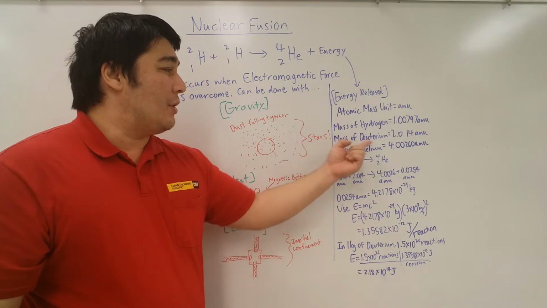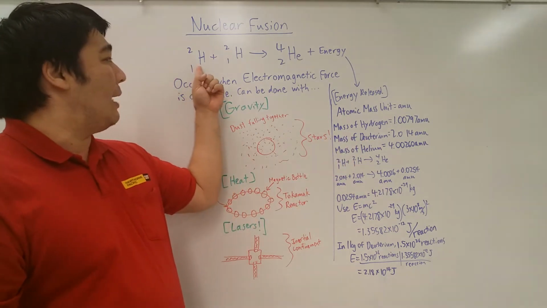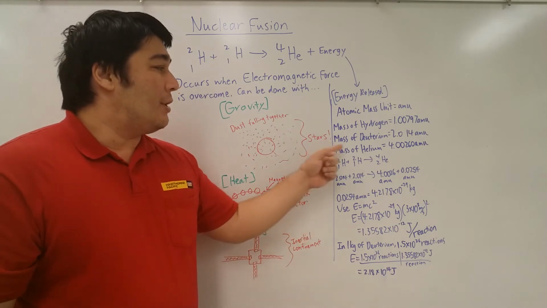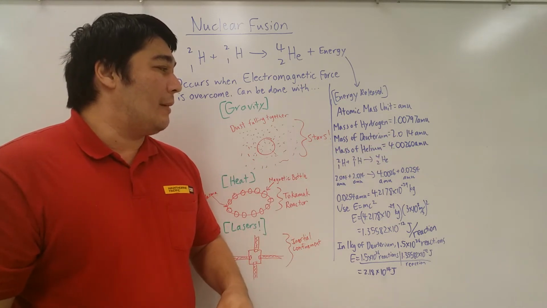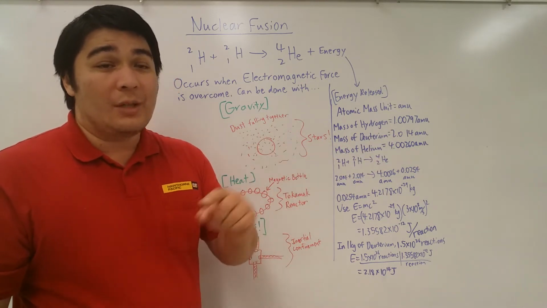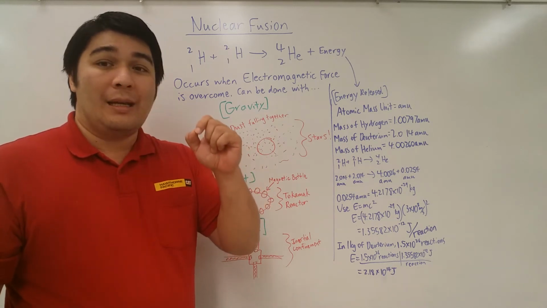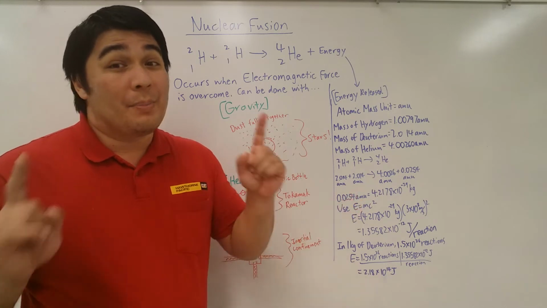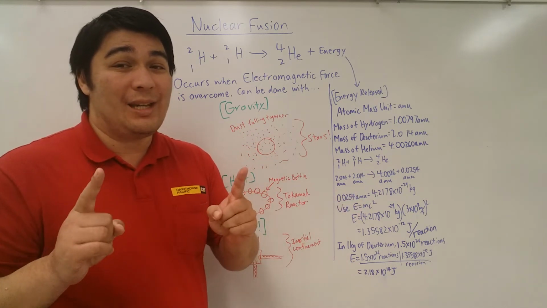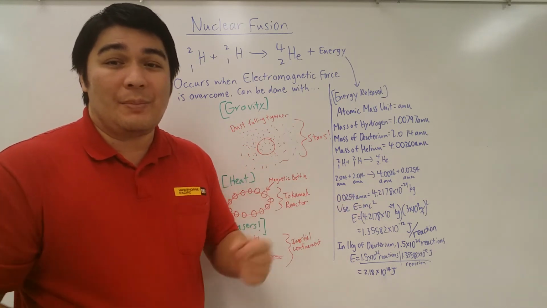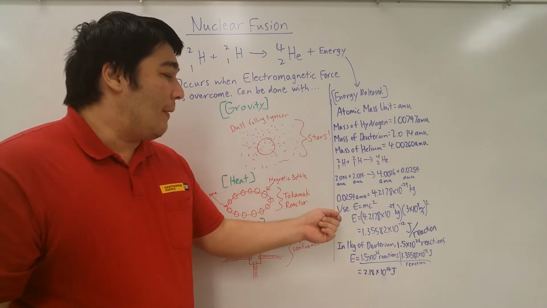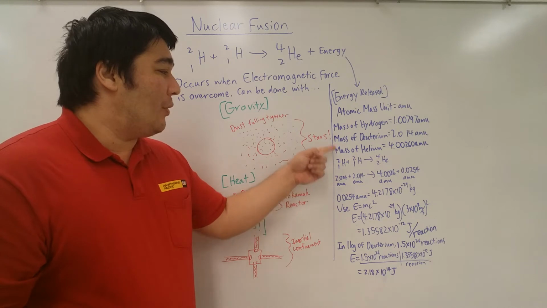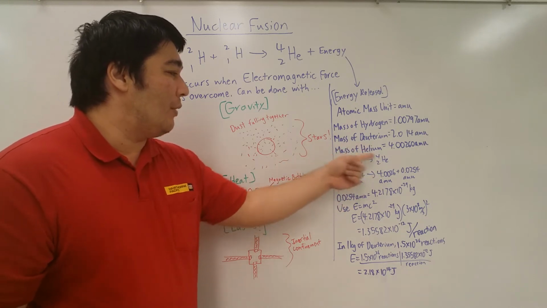Then of course the mass of deuterium, which is what this is, because hydrogen would be 1,1. Deuterium is 2,1. So deuterium would be 2.014 AMU, and the mass of helium is 4.00260 AMU. Now, of course, you might think, oh, well, that's not that much of a difference, but it is. And because of that difference, we can use E equals mc squared to actually figure out how much energy is going to be released. So I went through a few mass equivalencies here.